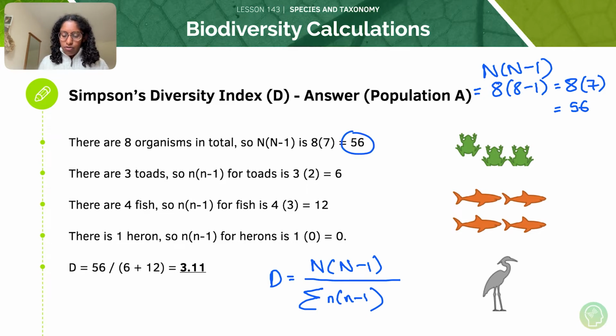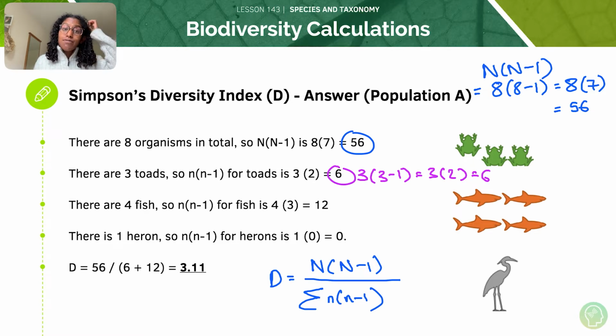Then let's move on to this part of the equation. So now we're looking at the number of organisms within each species in our population A. So let's go with the toads first of all. So there are 3 toads overall, and the n minus 1 then is equal to 3 minus 1, which is 2, so 3 times 2, which is equal to 6.